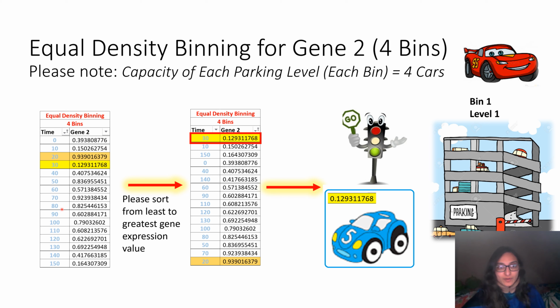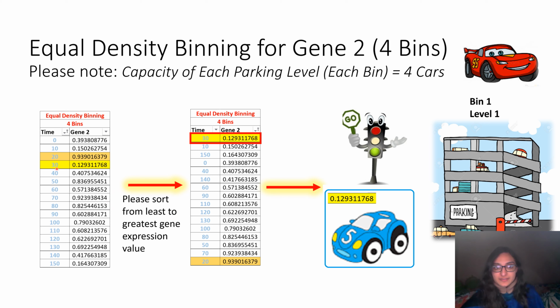And remember, time can be one of the factors that we can do this binning on. It really depends on the nature of the data. It can be time values, it can be different stages, like I was showing you Alzheimer's stages, for instance. So what you do is you have this for each gene. Now we're focused on gene 2, so we're going to sort it from least to greatest gene expression value.